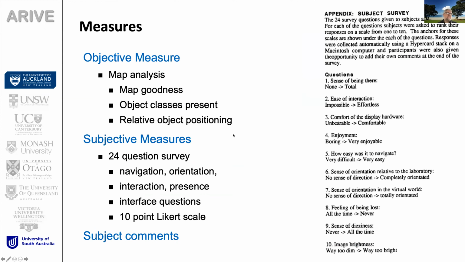So this allowed us to conduct several types of measures in the experiment. One was that we had all these physical maps that were being drawn. So we wanted to be able to analyze the maps in terms of how accurate they were, if people got most of the types of objects, if objects were positioned relative to each other. We also had a subjective survey that was 24 questions, and you can see on the right-hand side some of the questions. So one of the questions, for example, was your sense of being there between none and total, your ease of interaction between impossible to effortless. So people answered that on a scale of 1 to 10, and then we have subjective comments.